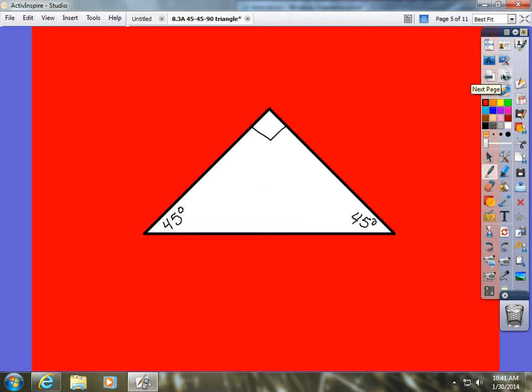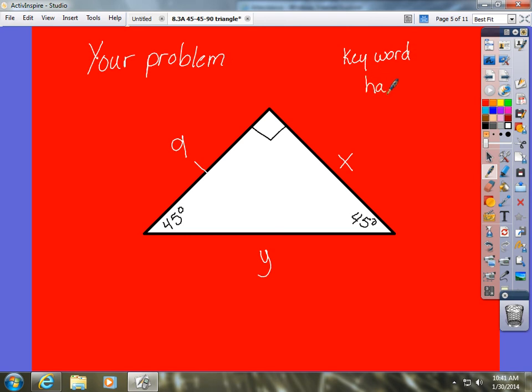Alright, here is your question of the day. If this side is, let's make it 9, I want you to find x and y. This is your problem to put on your assignment sheet. Okay? And how about keyword is happy, because this is a very happy triangle.